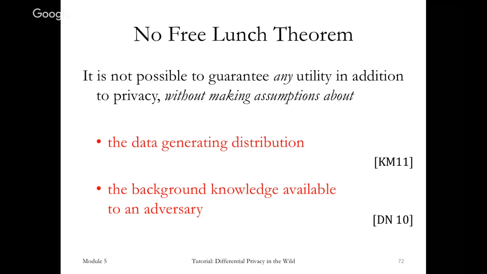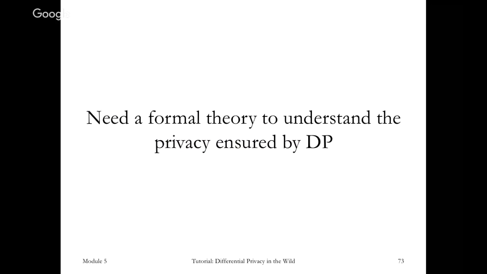To give you a very simple example, let's say the adversary knew that there's a hospital and either all the patients in the hospital have cancer or all the patients have diabetes. Leaking even one bit of information leaks everything about all the individuals in the data set, right? So therefore, if you don't make assumptions about what the attacker knows, you can't really guarantee both privacy and utility, okay?